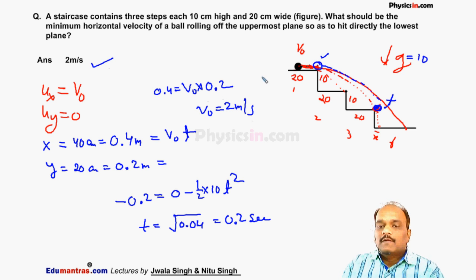If we throw this particle with more speed, it will fall here. If we throw it with some less speed, less than 2 meter per second, then it will strike the stair.